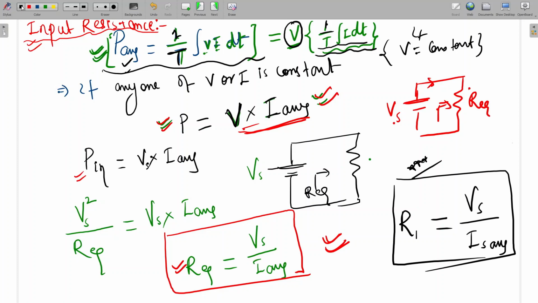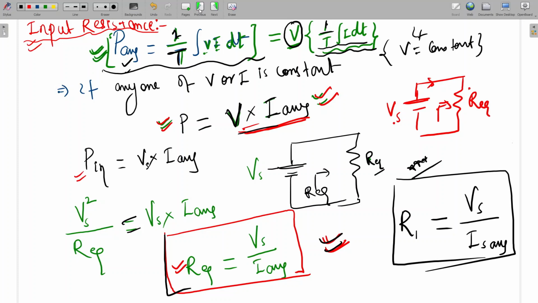Yes, sir. We are calculating the average power here, and this is the average power formula. Now the same thing we have to represent in terms of a resistance, so that the voltage source supplies the same amount of power. For the input resistance I am assuming R equivalent. So what will be the power delivered by the source? This will be Vs square by R equivalent. For DC, the RMS and average are both the same constant value. So Vs square by R equivalent should be equal to the same power, Vs into I average. So the final value: R equivalent will be Vs by I average. Is it clear?